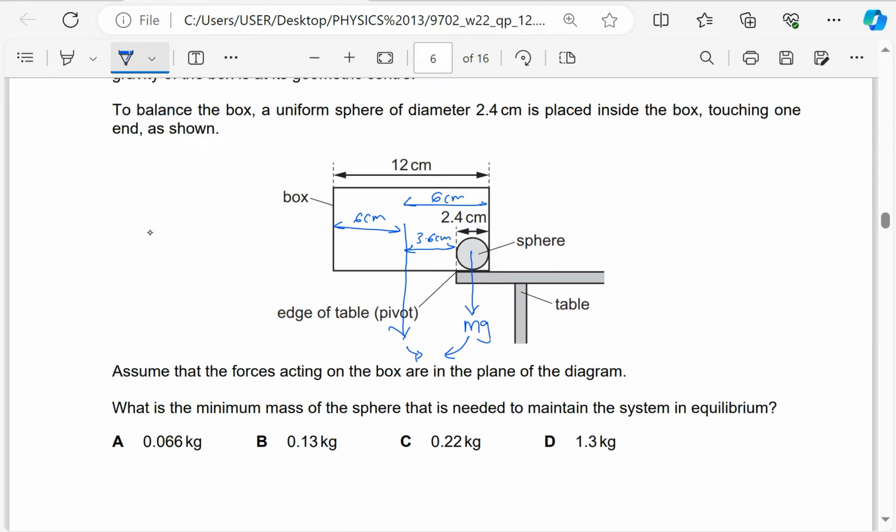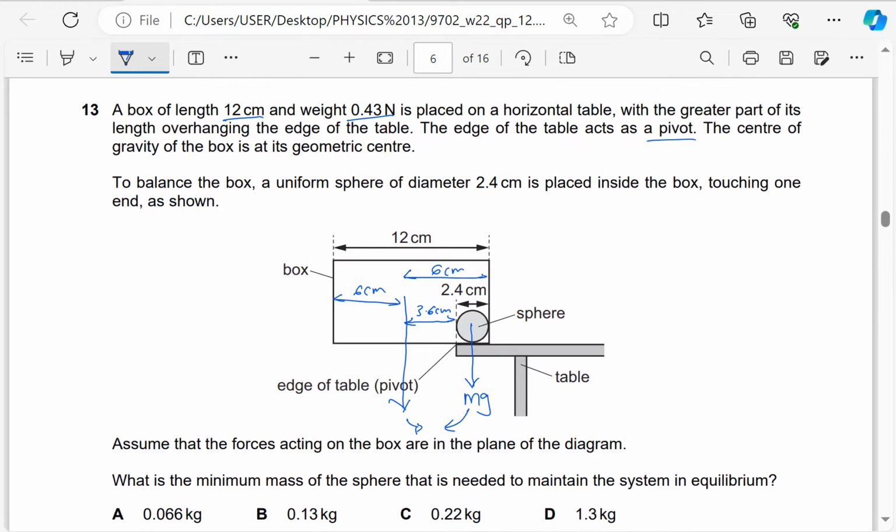So the weight of the box, what is the weight of the box? It is 0.43 newtons times the perpendicular distance, which is 3.6 centimeters. This should be equal to mass times g, which is 9.81, for the sphere. Its perpendicular distance is the radius of the sphere, which is half of 2.4. That is going to be 1.2 centimeters.